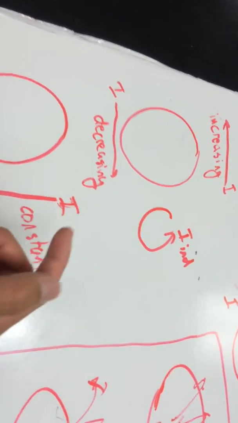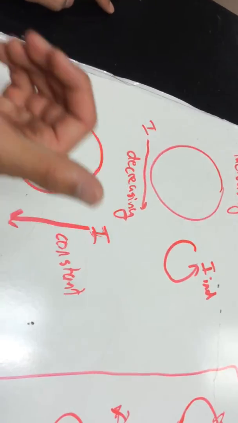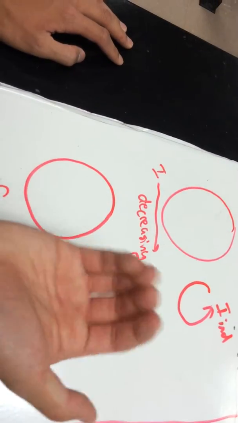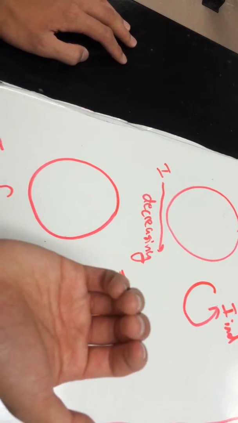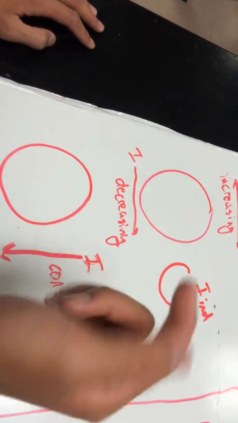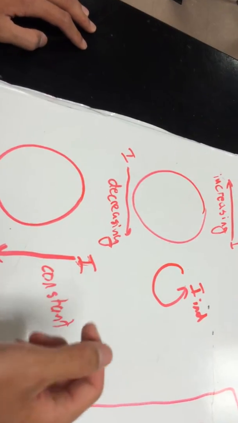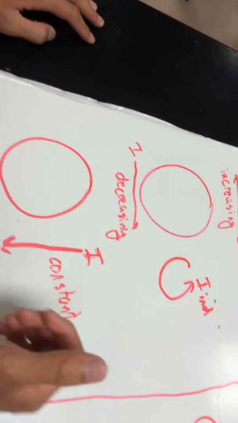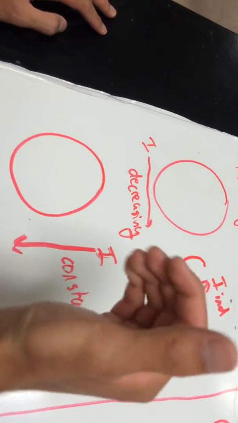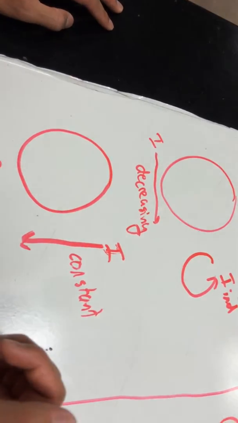For this problem, we have current going this way and magnetic field going out of the page, but this time it's decreasing, meaning the change in flux is into the page. Therefore, to counteract the change in flux into the page, our magnetic flux needs to be out of the page again, so our induced current is again clockwise.